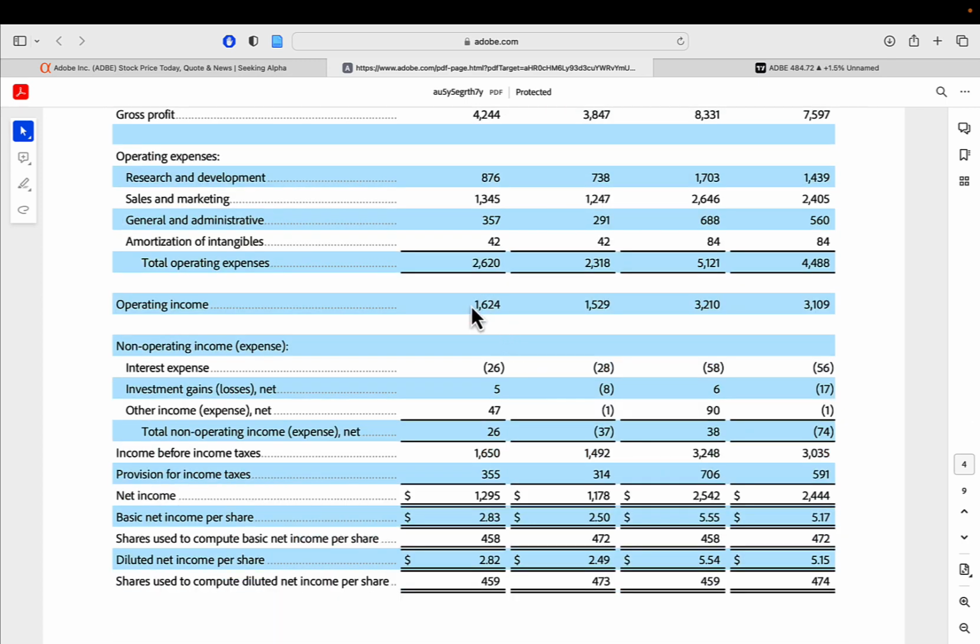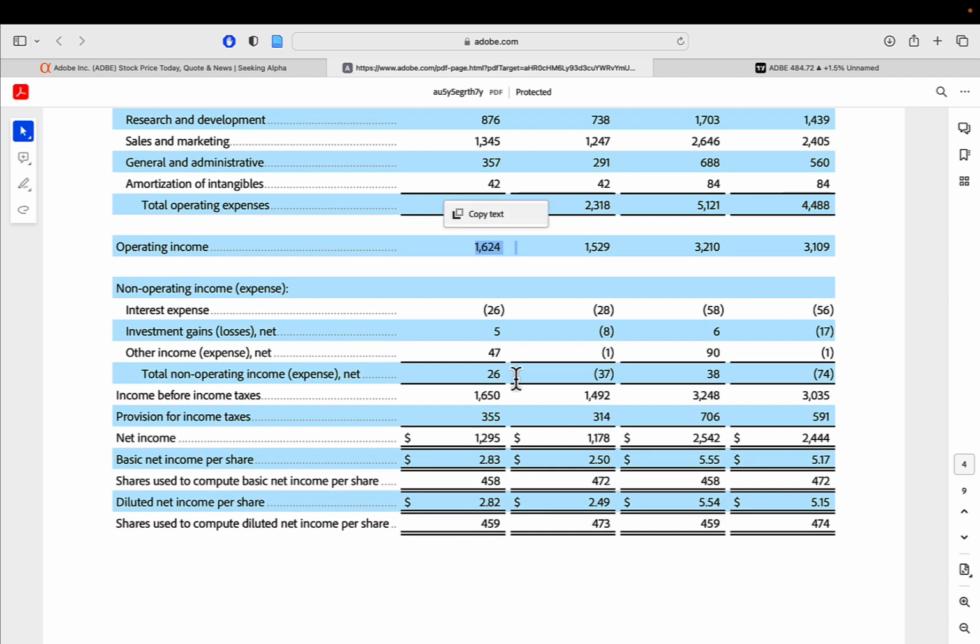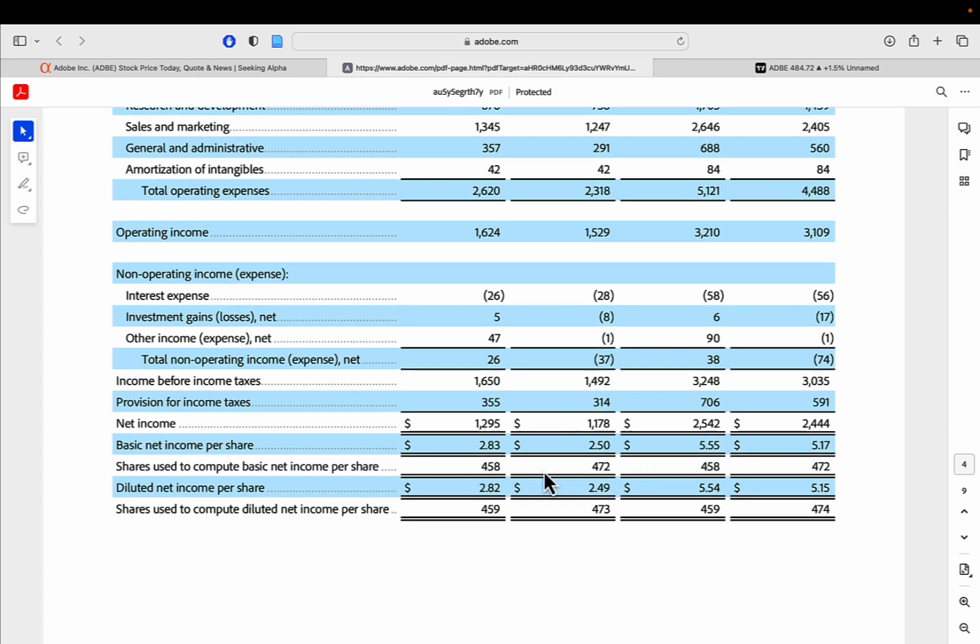Coming down to net income, we take this $1.6 billion operating income, we pay some interest, we pay some taxes, and get down to a net income number of $1.3 billion, up from the same time last year of $1.2 billion. So net income is up nicely for Adobe, and you can see EPS rising from $2.50 same time last year to $2.83. You can see shares outstanding also went down, which is good to see, from 472 million down to 458 million. This is consistent with Adobe buying back shares throughout.